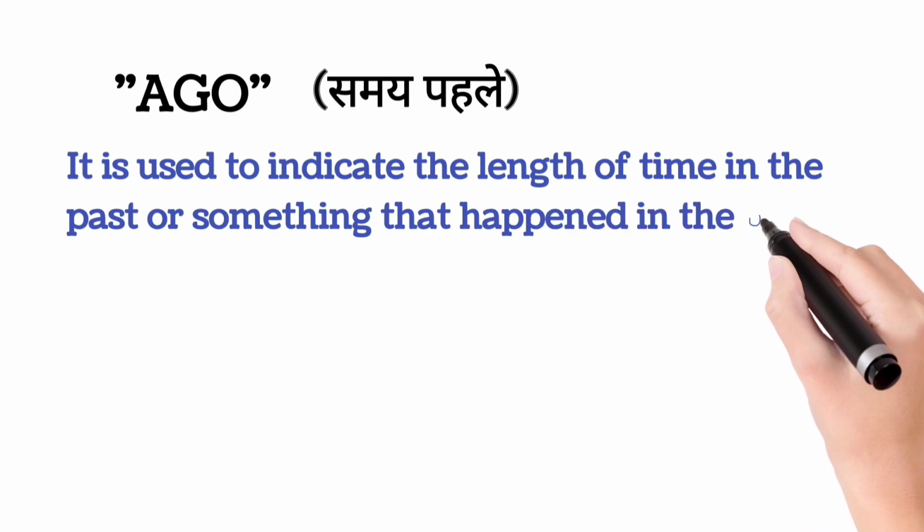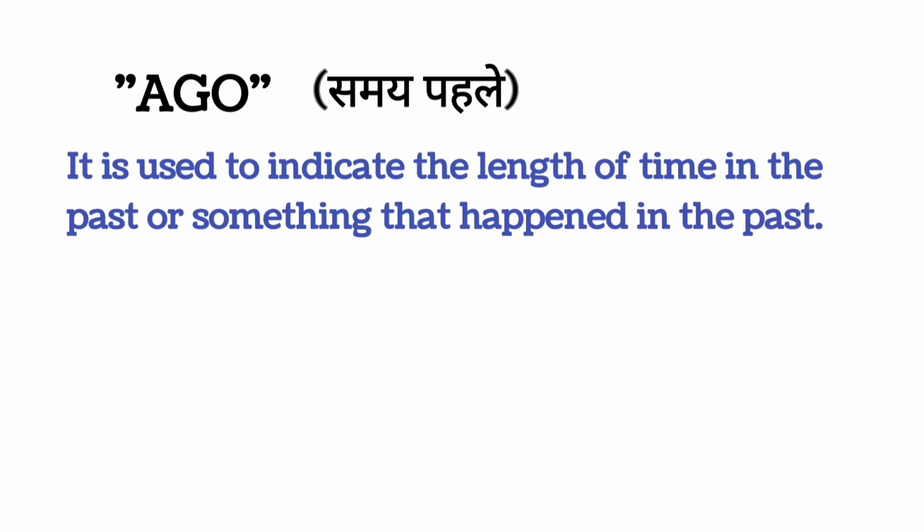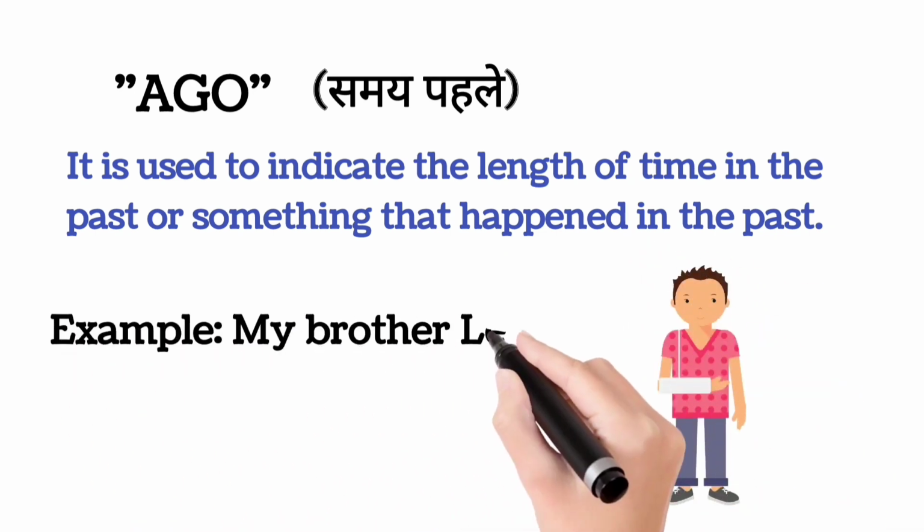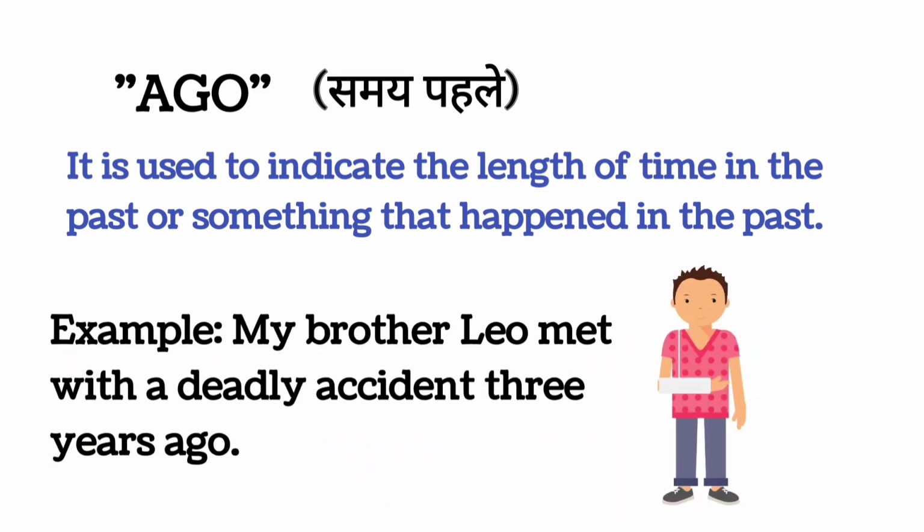Ago. It is used to indicate the length of time in the past or something that happened in the past. My brother Leo met with a deadly accident 3 years ago.